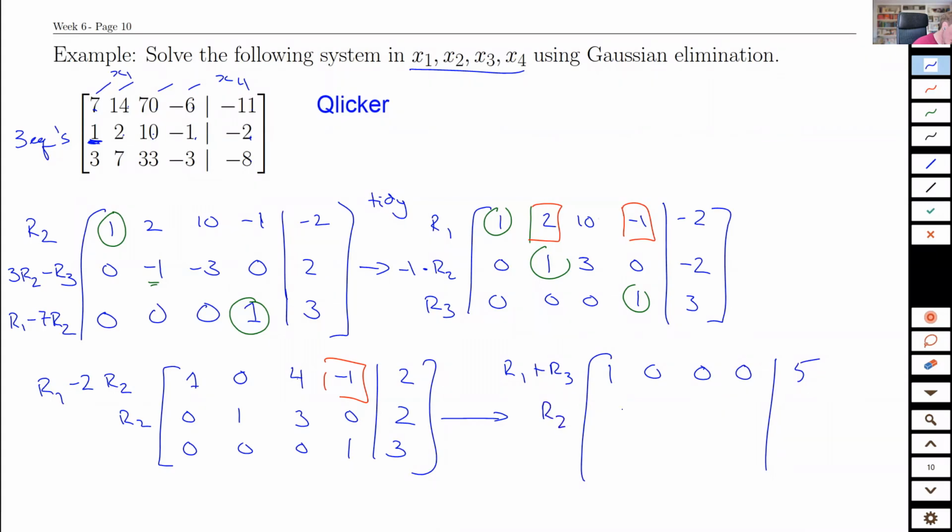Row 2 is already fine: 0, 1, 3, 0, 2. Row 3 was already fine: 0, 3. This is now an RREF.